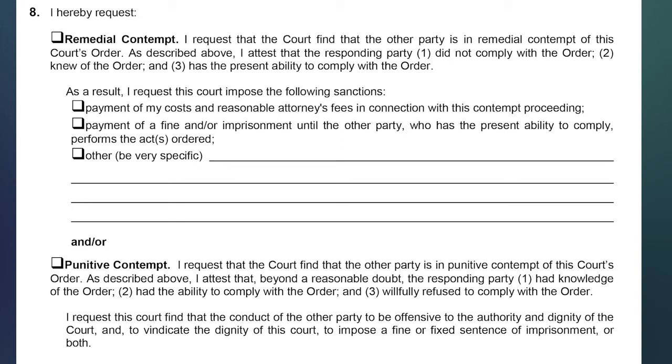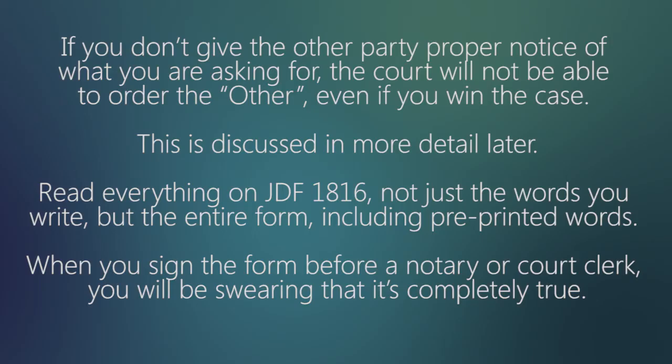If you check the box for remedial contempt, make sure you also check at least one of the 3 boxes below the remedial contempt box, or you will not be asking for anything. Most people check the first 2 boxes. If you check the third or other box, be very specific in describing what you want. If you don't give the other party proper notice of what you are asking for, the court will not be able to order the other even if you win the case. This is discussed in more detail later.